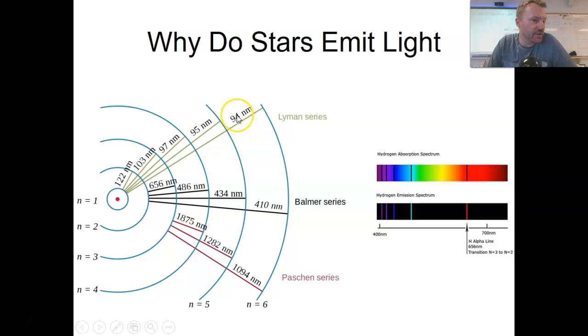There are certain energies that we can't see. This is definitely too high for us. These wavelengths are really tiny, and these are ultraviolet or even maybe X-ray. Or you can have ones too low for us, and these are infrared. So it's giving off all sorts of light, just certain ones that our eyes will see. We call these the Balmer series, and there's ones that are too high, ones that are too low.